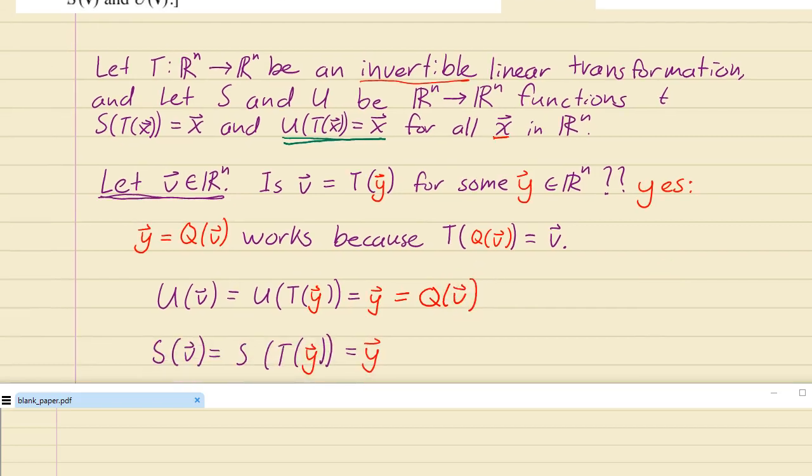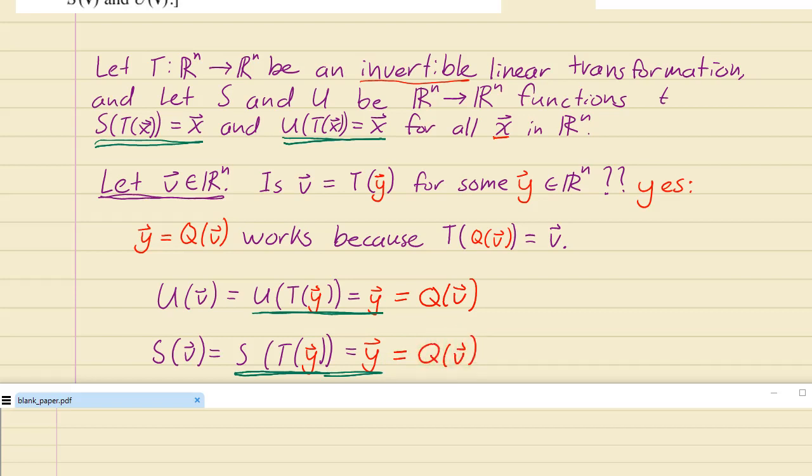And then you could also plug that into S. The same thing happens. S of T of y is going to cancel out in the same way because we assume that that works for all vectors there. And that means you also get the same thing, Q of v.